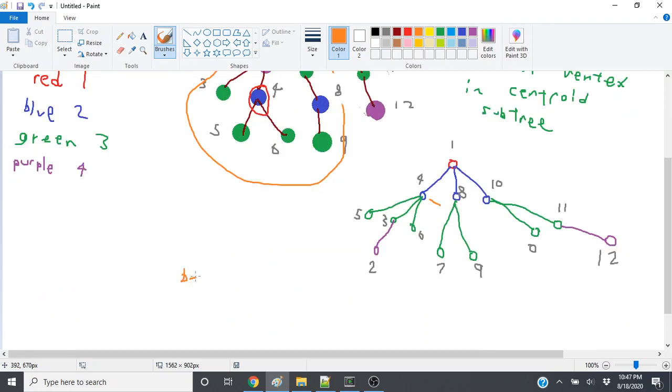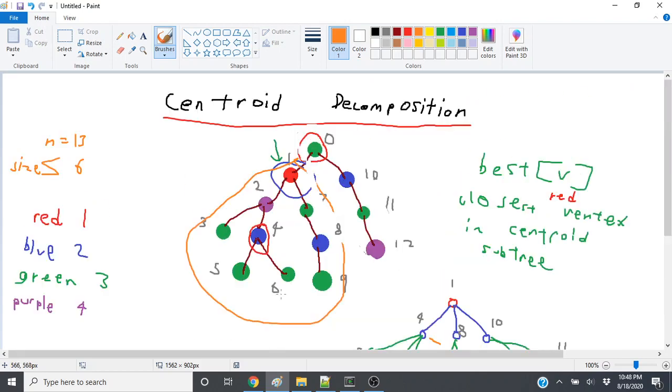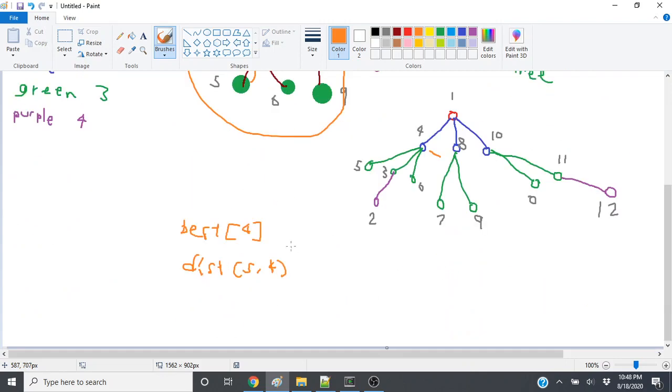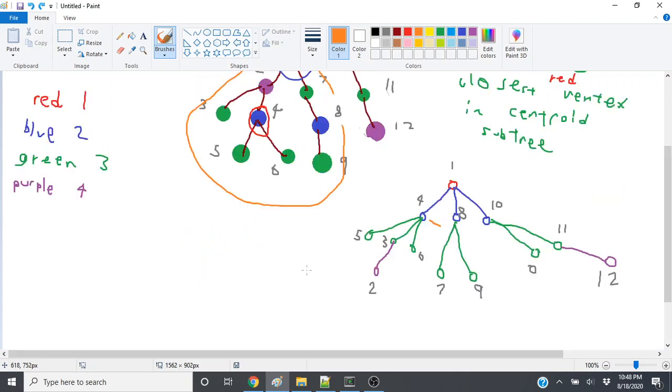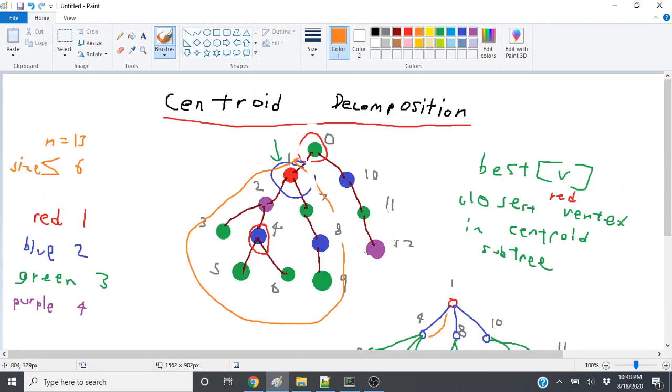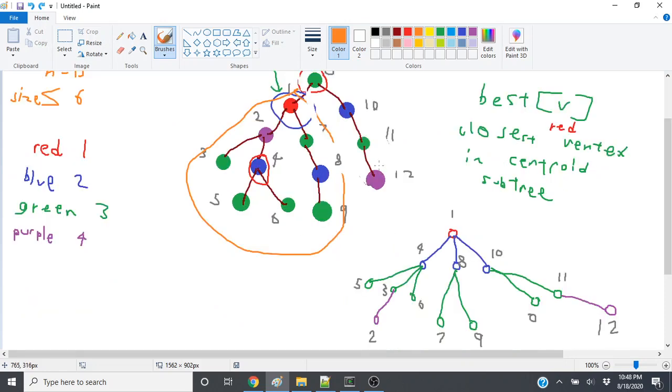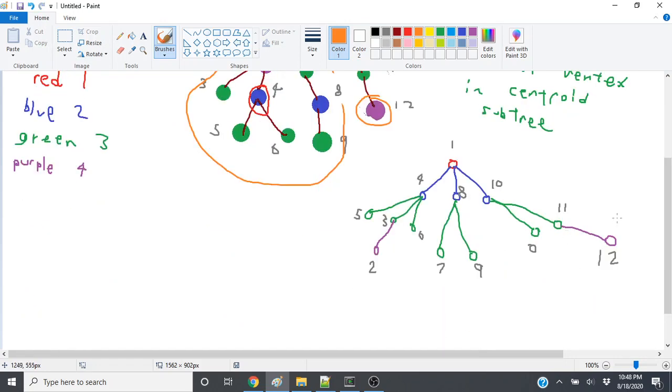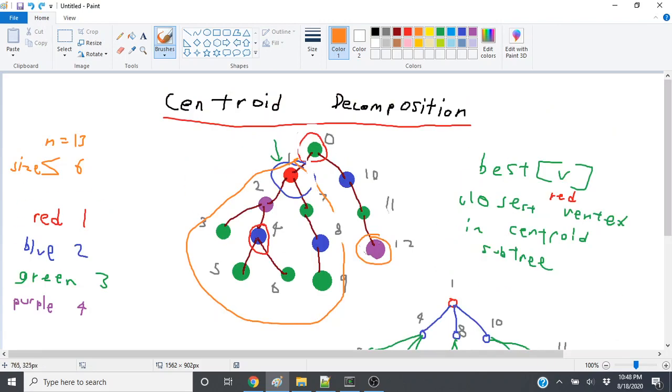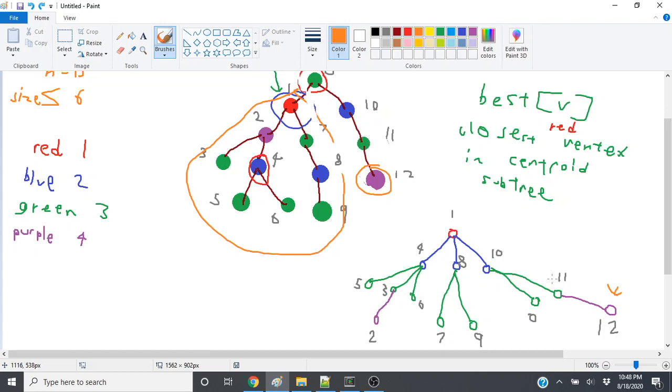We update best of 4 with the distance from 4 to 5, or the distance from 5 to 4, which is 1. However, best of 4 is already 0, so we ignore it. But then we also update 1, and this distance is 3, but best of 1 is already 1, so we ignore it. But for example, let's say we were updating node 12, then we would look at 11, and there's no red vertex in its subtree yet, so best of 11 is infinity. So we'll set this to 2.